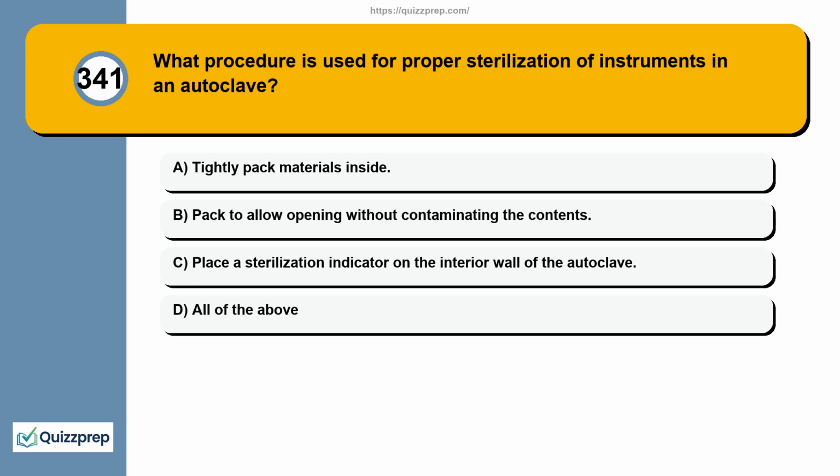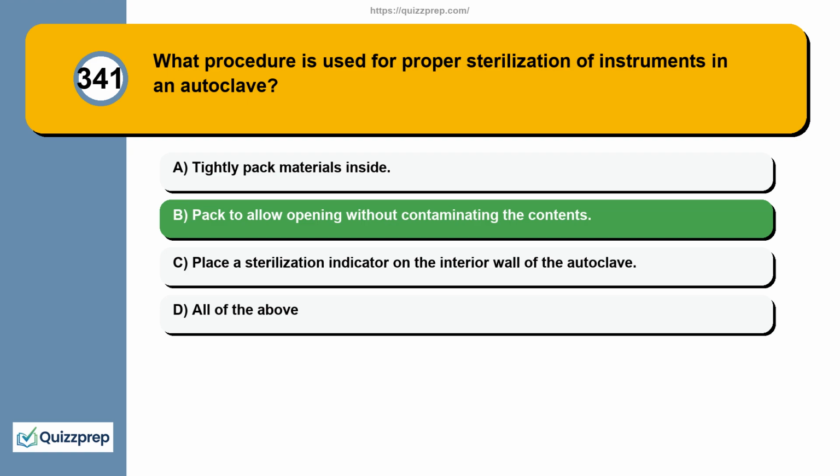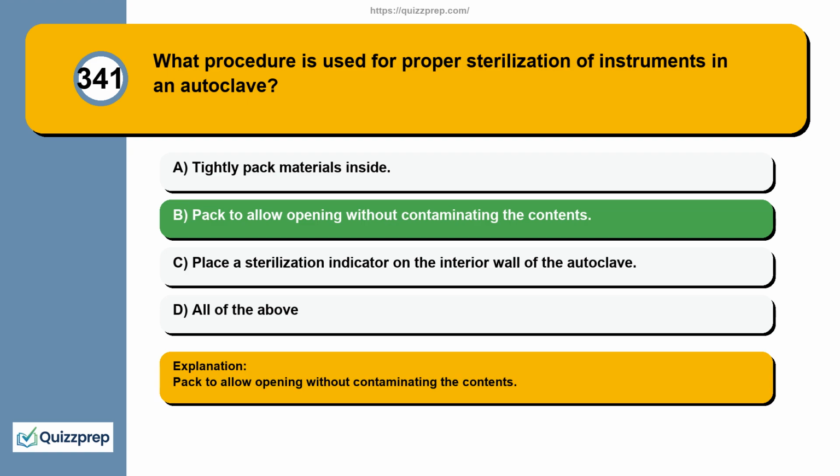Question 341. What procedure is used for proper sterilization of instruments in an autoclave? Option A. Tightly pack materials inside. Option B. Pack to allow opening without contaminating the contents. Option C. Place a sterilization indicator on the interior wall of the autoclave. Option D. All of the above. The correct answer is option B. Pack to allow opening without contaminating the contents.